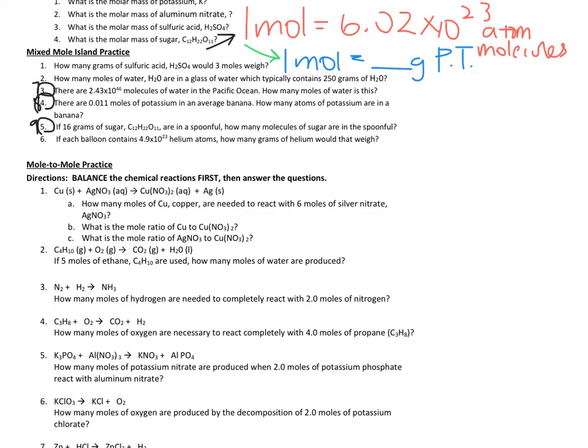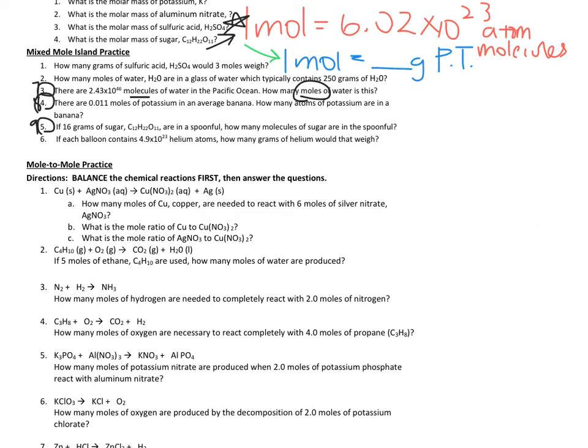So number 7 says there are 2.43 times 10 to the 46 molecules of water in the Pacific Ocean. How many moles of water is this? Okay, so we're given molecules and we need to find moles. That means we're going to be using this conversion factor right here, the top one: 1 mole equals 6.02 times 10 to the 23rd molecules.